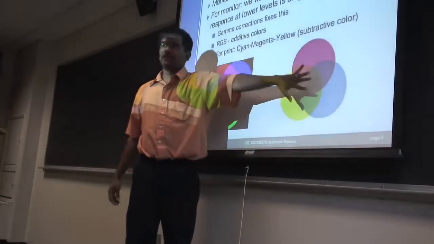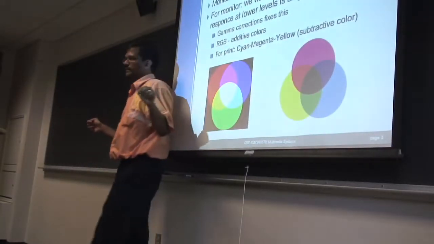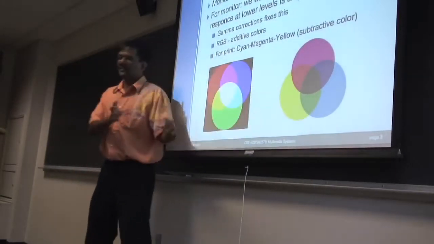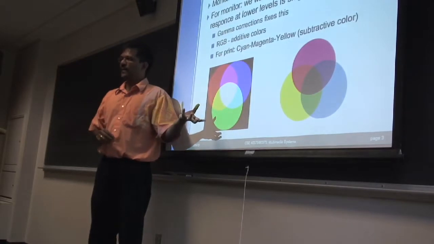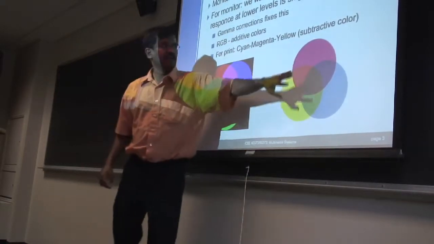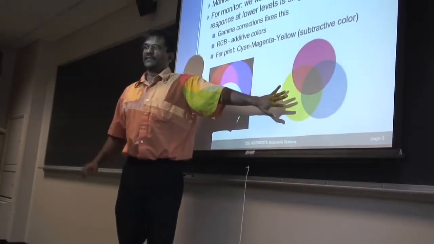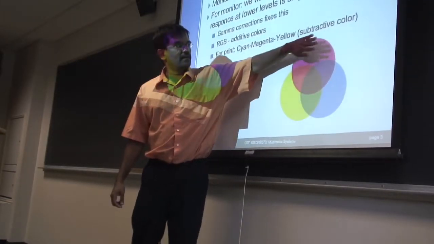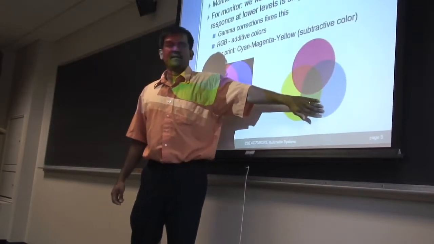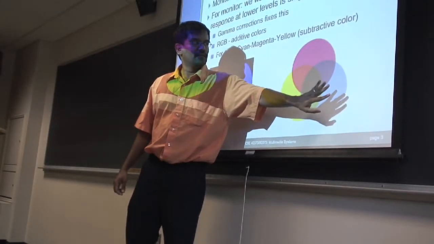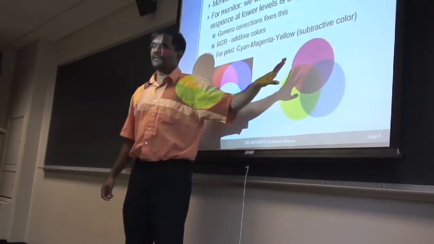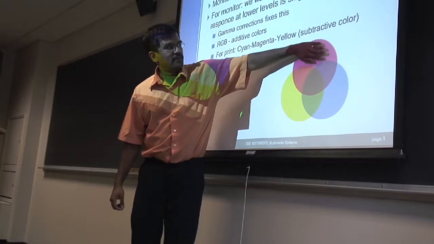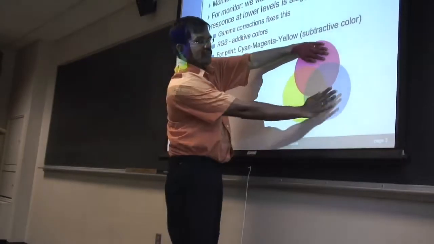Print works on the opposite side. Print works on subtractive colors, right? So the basic colors that you use are cyan, yellow, and magenta. Obviously, you can't see the difference as much here, and that's part of the problem, right? But essentially, the idea here is yellow is absence of blue, and magenta is absence of green, and cyan is absence of red, right? So this one is absence of green, and this one is absence of red.